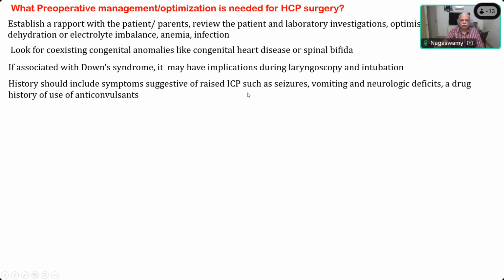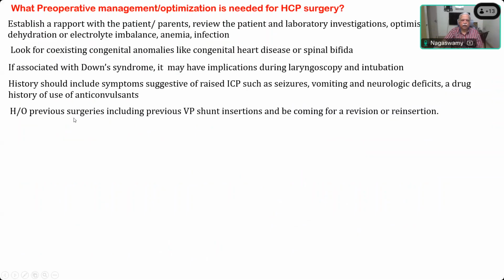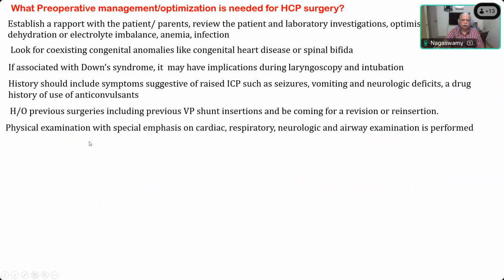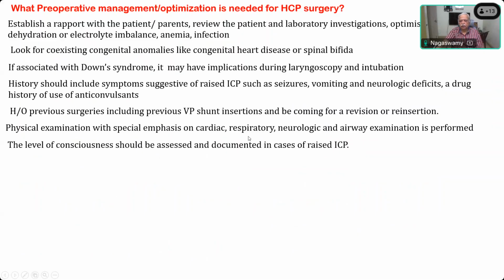History should include symptoms suggestive of raised ICP, such as seizure, vomiting, or neurological deficits, and history of usage of anticonvulsants. Any seizure that has been present, treated, and history of previous surgeries, including previous VP shunt insertions, or coming for revision or reinsertion. Physical examination with special emphasis on cardiac, respiratory, neurological, and airway examination. Level of consciousness should be assessed and documented. This is very important, especially if the child is lethargic or disoriented. We must see the improvement only by reducing the ICP.